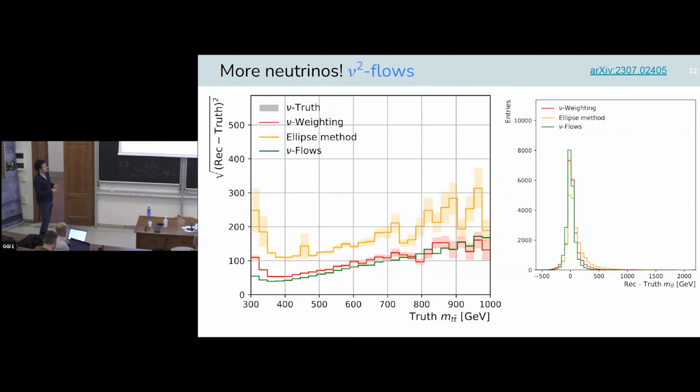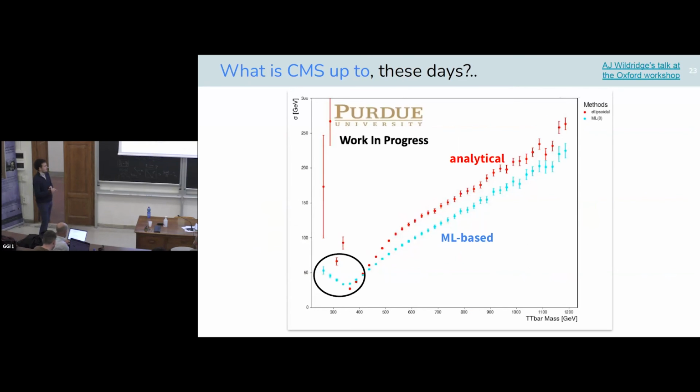In the other studies I showed here, this is Delphes, so I wouldn't take that too seriously, but it does seem that machine learning can get better than the ellipse method. Here in this case, I would let AJ comment on it. Thank you.